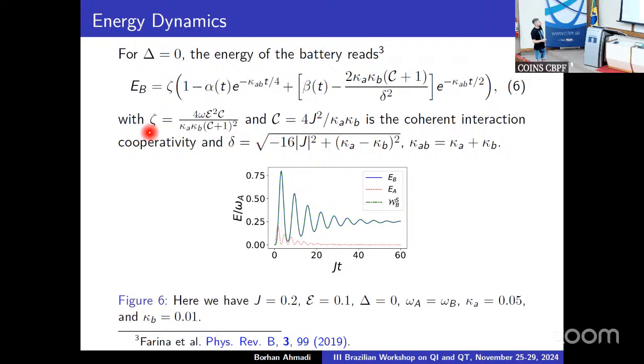So here I have this zeta, and I have this cooperativity, this C, which is the coherent interaction cooperativity between the charger and the battery, defined by 4J squared, the coherent interaction, over kappa A and kappa B. And delta is defined in this form, and kappa is kappa A plus kappa B. As you see, the energy of the battery goes up and then finally decays to a steady state amount. The blue line is the energy of the battery. The dotted red line is the charger, which goes to 0, and the dash-dotted line is the ergotropy.